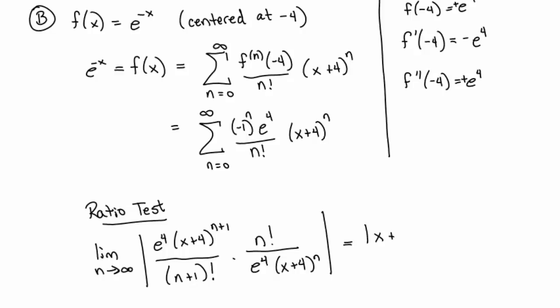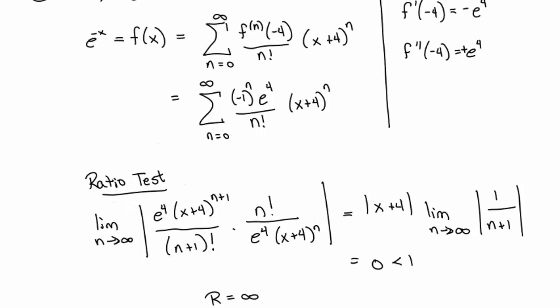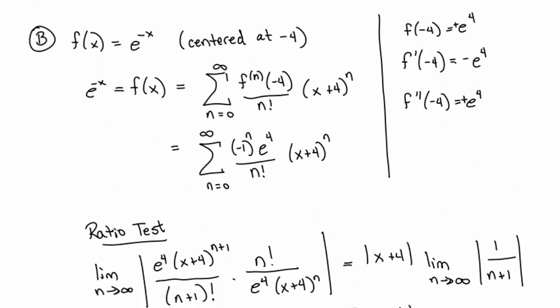This is going to be the absolute value of x plus 4 times the limit as n goes to infinity of 1 over n plus 1. I actually didn't need the absolute value, but whatever. And that will equal, if I can move my screen, for some reason it's not moving, there we go. That's equal to 0 always. So because it's equal to 0 always, the radius of convergence is infinite, and the interval of convergence is negative infinity to infinity. So the question is, why would you even bother centering it anywhere else?